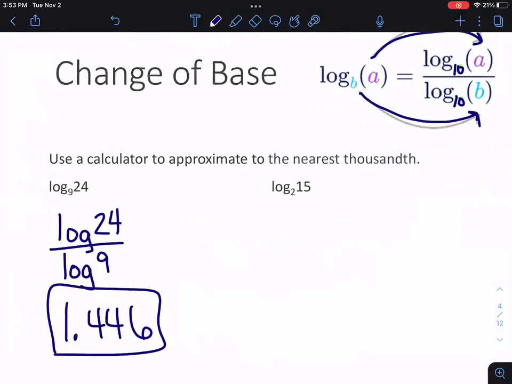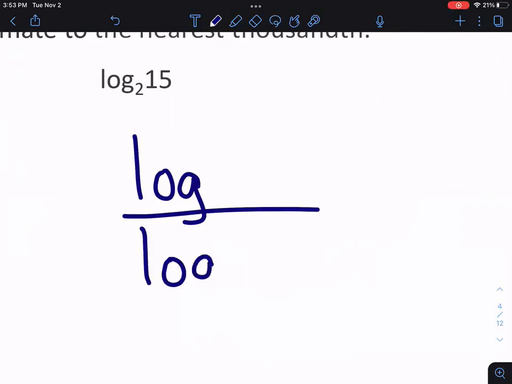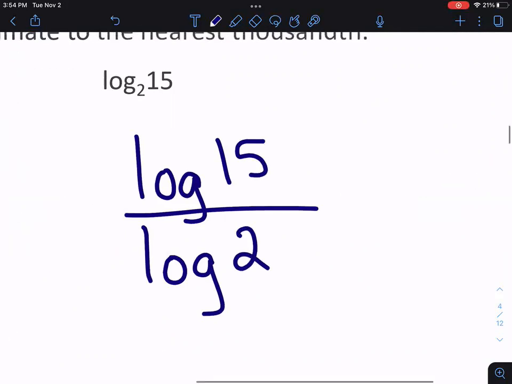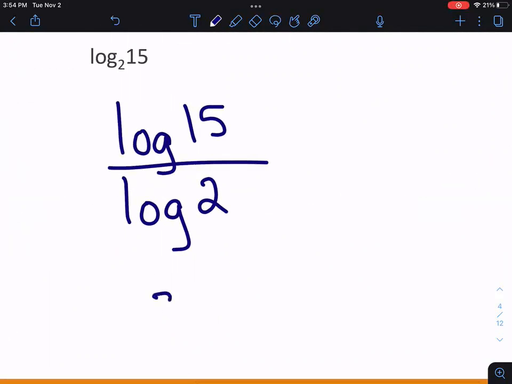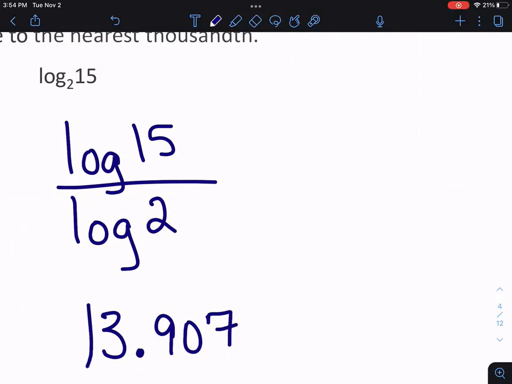Take a moment and pause the video and see if you can compute log base 2 of 15. So log base 2 of 15 actually turns into log of 15 divided by log of 2 in your calculator. Log 15 divided by log 2 gives you 3.907.